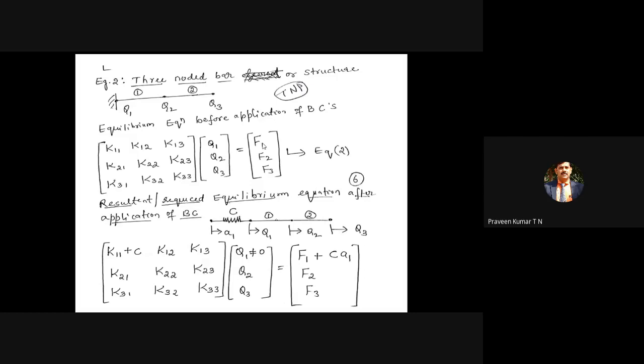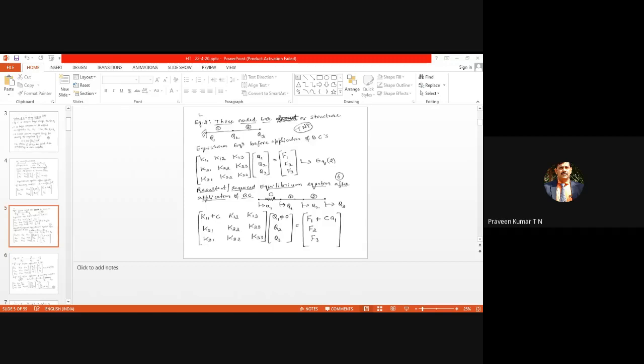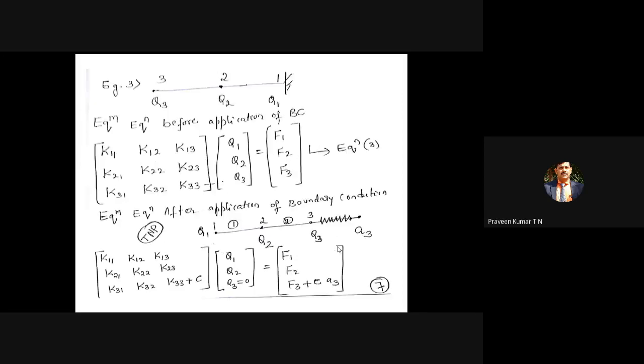We have the original value of force, that is F1. You have to update the value of F1. The new updated value becomes F1 plus C into A1. C into A1 is nothing but a force term, that is the restoring force or reaction force at node 1.